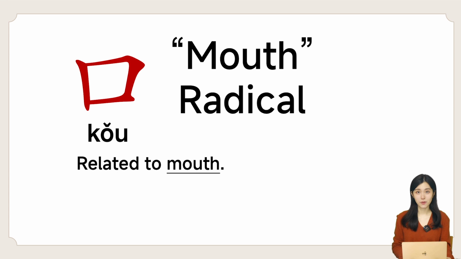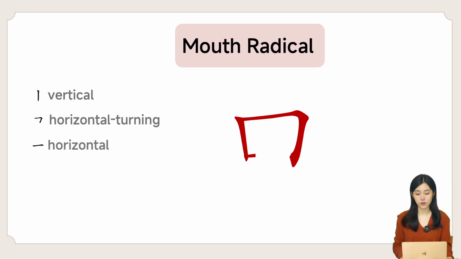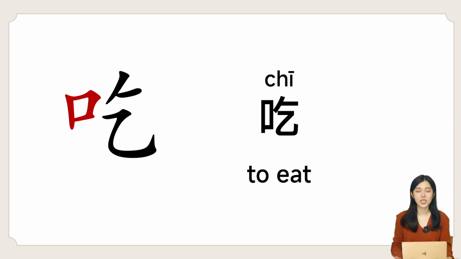Let's see how to write this radical. First we write the vertical stroke on the left, and then the horizontal turning. The last stroke is a horizontal stroke. Now, we see some example characters with mouth radical.